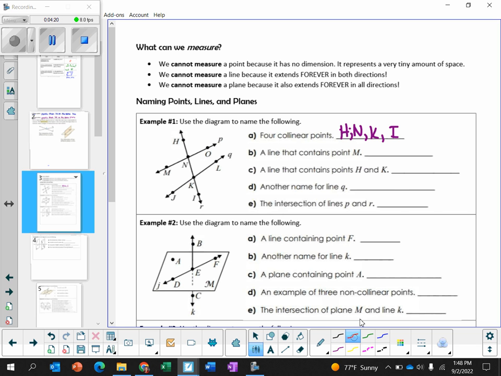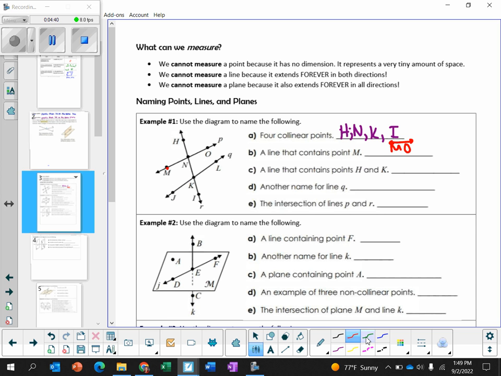For part B, a line that contains point M. So point M is here. The line drawn is this one here. So I could call it line P because that is the little lowercase name of that line, or I could call it line MO, line MN. So let's go MO. Line MO, and we put the bar, the arrows above it.